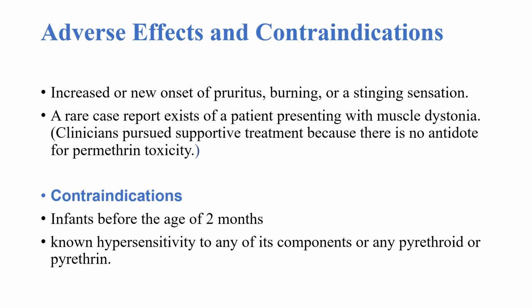Adverse effects are increased or new onset of pruritus, burning or stinging sensation. And there is a rare case report of a patient presenting with muscle dystonia. Clinicians pursued supportive treatment because there is no antidote for permethrin toxicity. Contraindications are infants before the age of 2 months and known hypersensitivity to any of its components or any pyrethroid or pyrethrin.